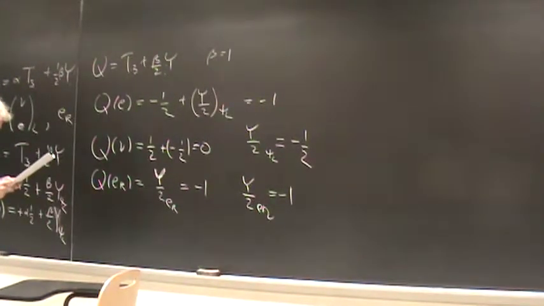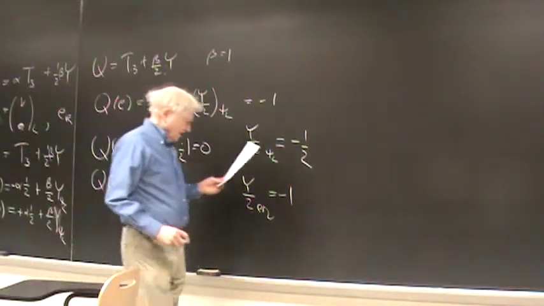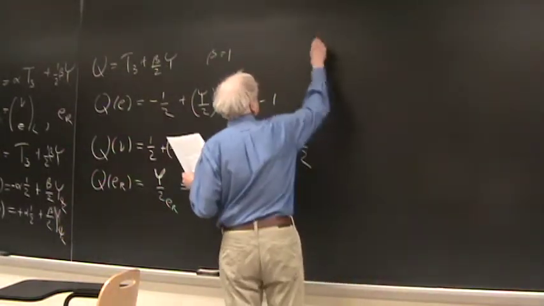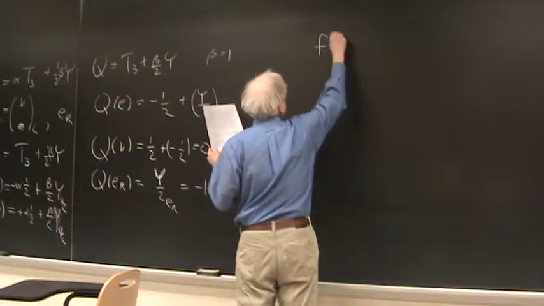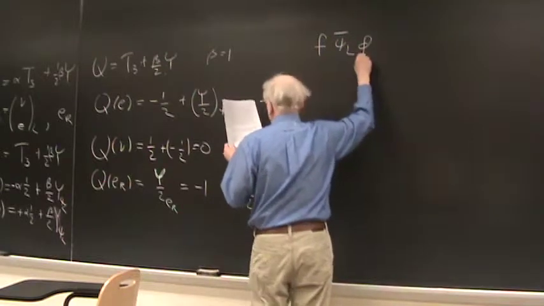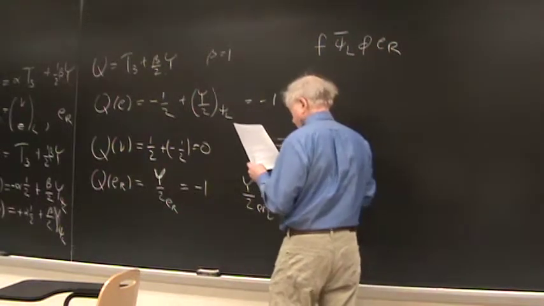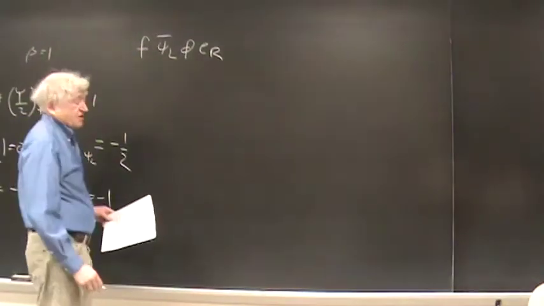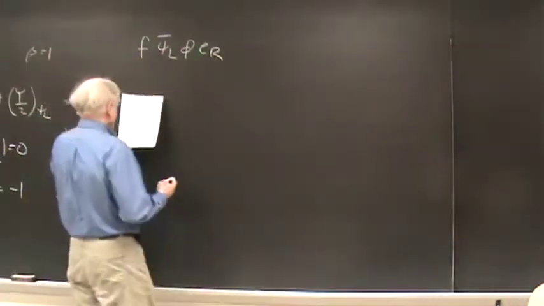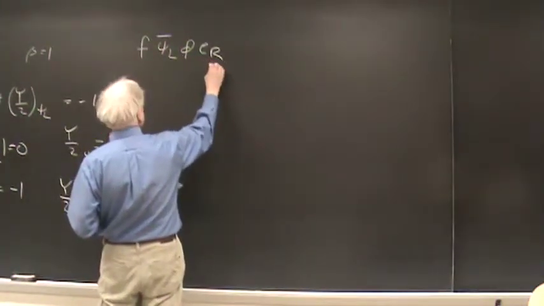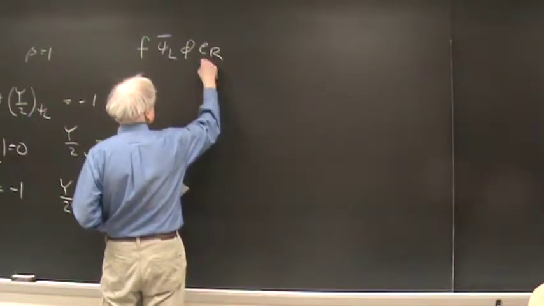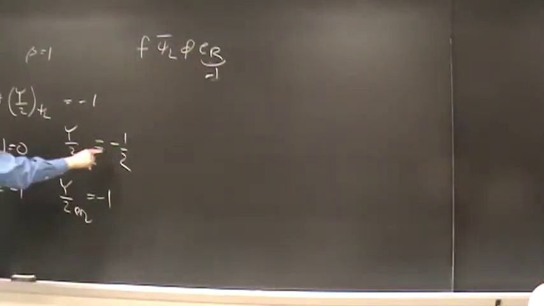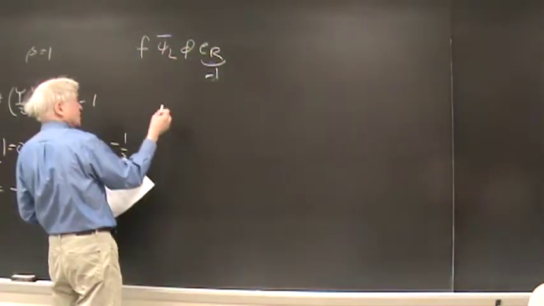Now we're going to have a mass term coming from the Higgs mechanism, and so we've got some coupling constant F, some psi bar L, some Higgs field phi, and some ER. What is this going to be? Well, let's just look at the invariance of this under hypercharge. Well, we just determined that E sub R has hypercharge minus 1. Psi L has hypercharge minus 1 half. So psi L bar has hypercharge 1 half.